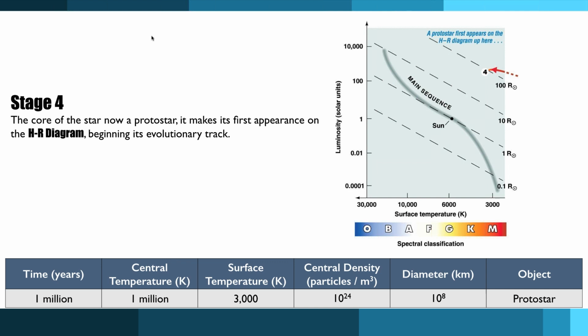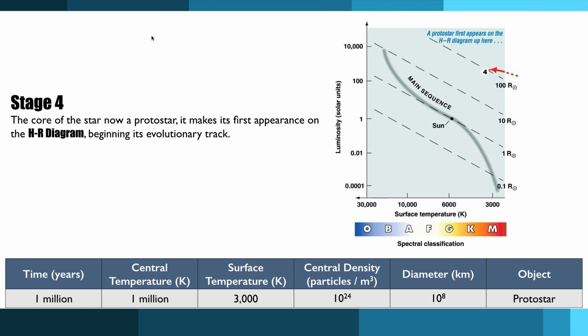All right, so you can see how this process keeps going. It's getting smaller, it's heating up, it's getting denser. As the protostar evolves, its density increases and the temperature rises, both in the core and at the surface. The core has now reached a temperature of about 1 million Kelvin by stage 4.